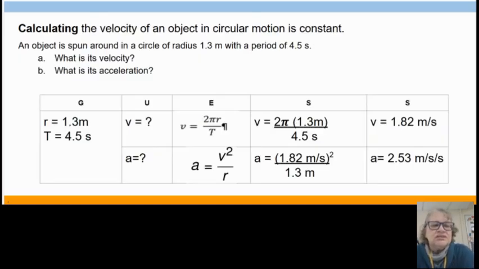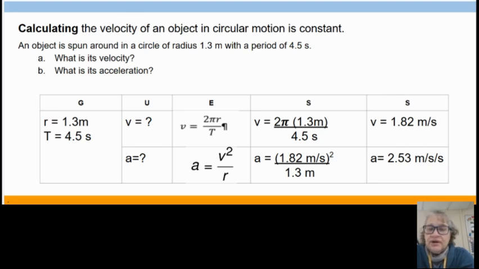So let's look at an example, calculating the velocity and acceleration of an object in circular motion. The question is: an object is spun around in a circle of radius 1.3 meters with a period of 4.5 seconds. What is its acceleration?